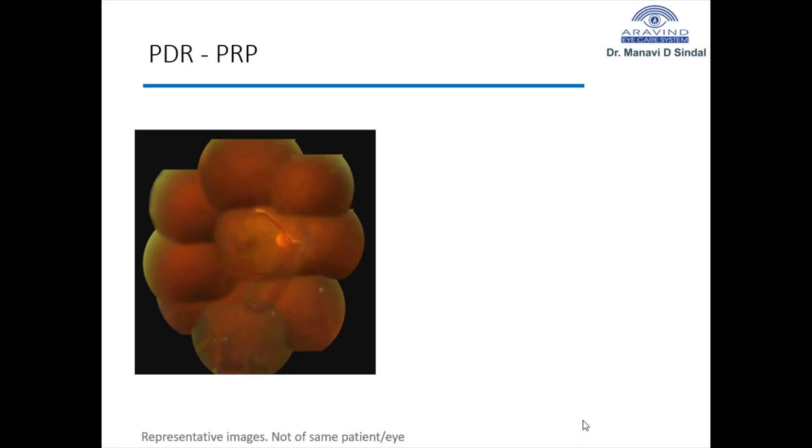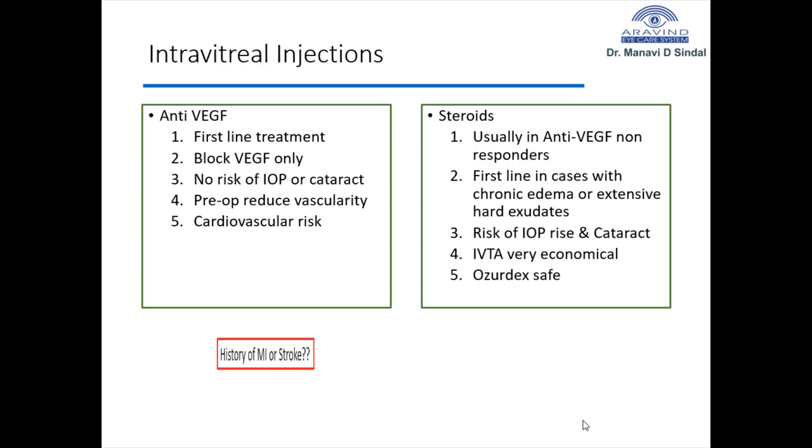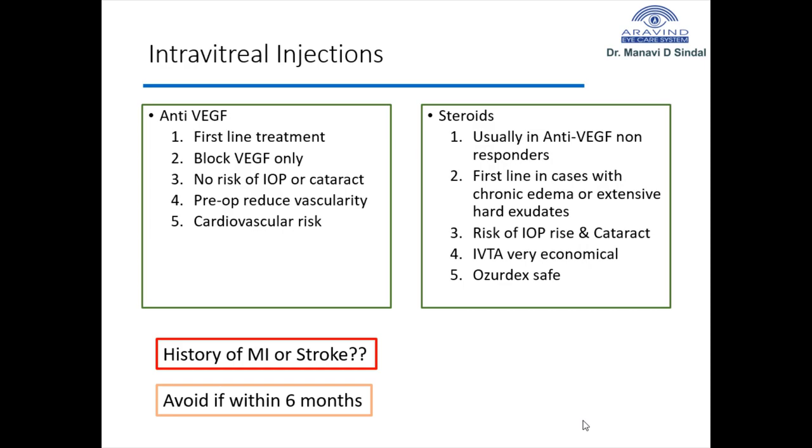They carry a certain cardiovascular risk because of blockage of the VEGF. And so when we have a patient who has a recent history of a myocardial infarction or a stroke, we avoid the use of anti-VEGF for within 6 months. Steroids are usually second line of treatment for non-responders to anti-VEGF, or can be first line in patients who have had a recent stroke or MI, or in patients with a very chronic edema.